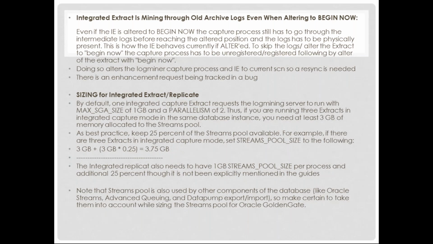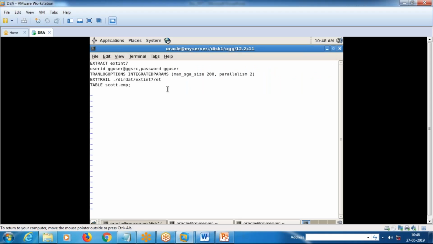So here what I did, I just forced it to use only 200. If I don't give this parameter, it will automatically expect 1 GB of stream pool.